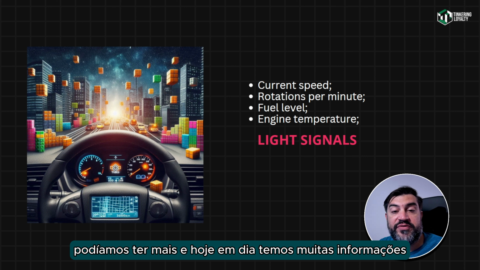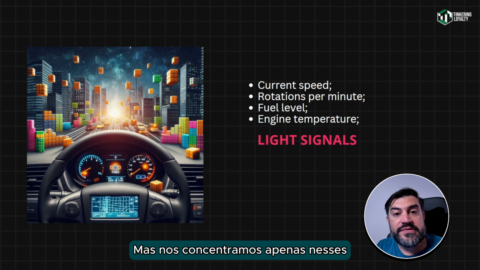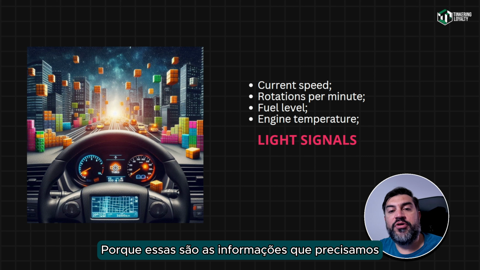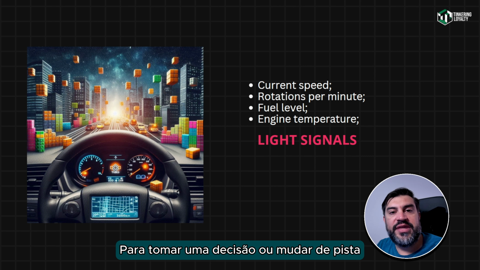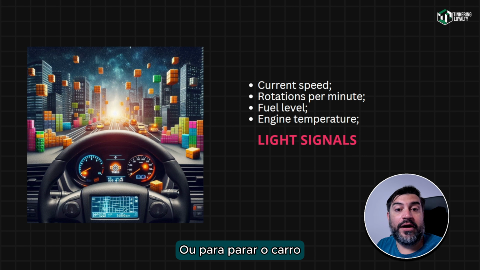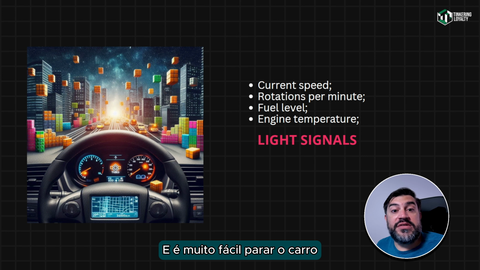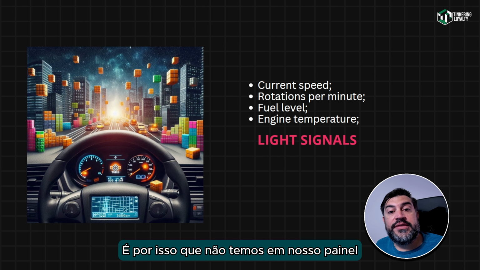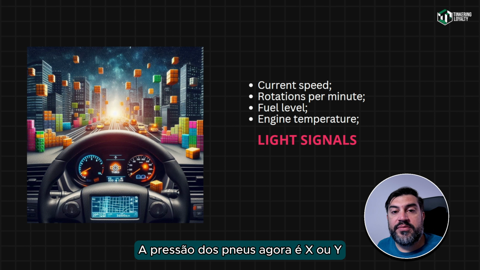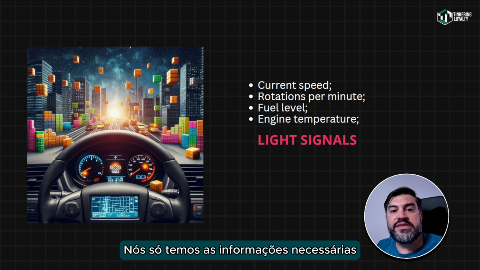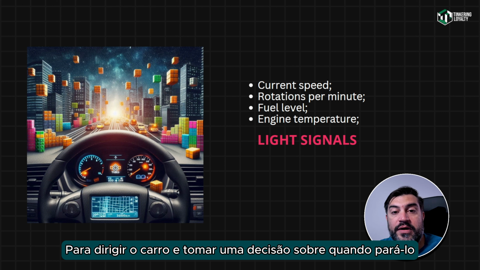Nowadays we have a lot of information, but we only focus on these ones because these are the information we need to take a decision to switch lanes or to stop the car. We only need that information to stop the car. And it's very easy to stop the car. That's why we don't have more information on our dashboard like the tire pressure right now is this or that. We only have the necessary information to drive the car and take a decision on when to stop it.